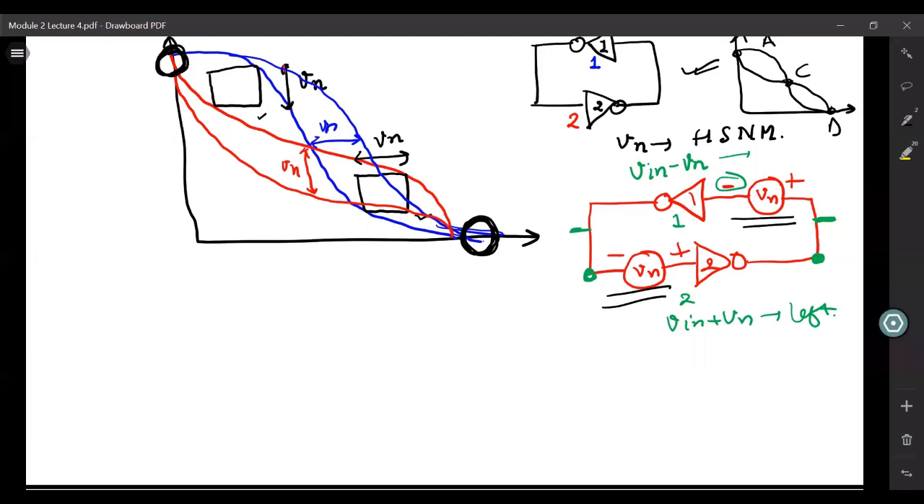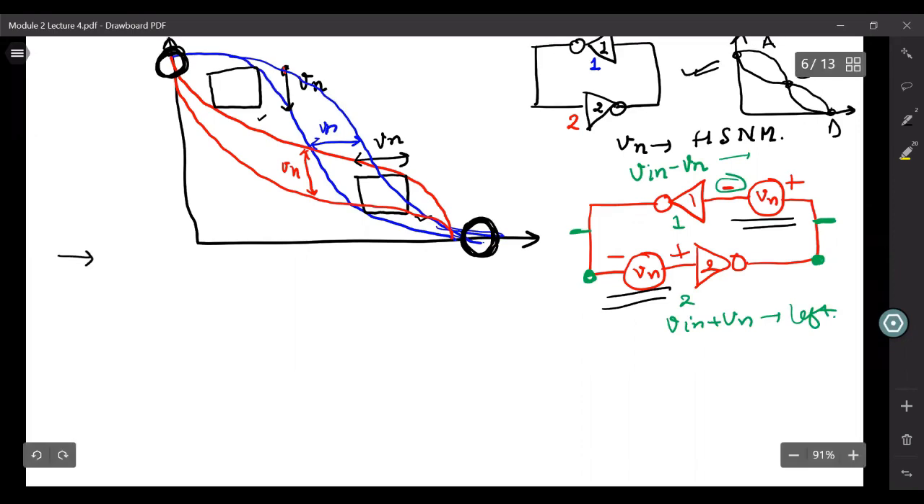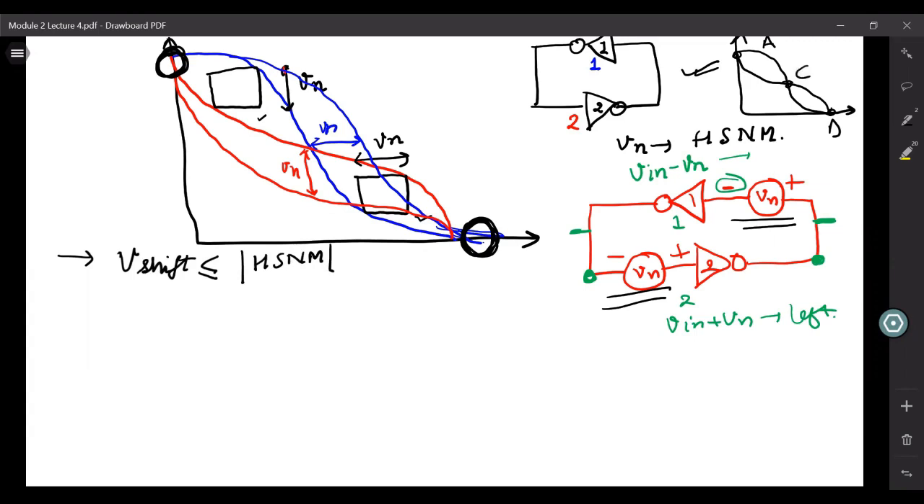Now let us summarize whatever we have discussed. What we discussed was, if the shift in the characteristics because of noise, let's call that V shift, is less than or equal to your HSNM. What is your HSNM? The maximum side of the square that can be fitted in these 2 lobes. If we call that Vn, and if your V shift is less than or equal to Vn, then we still have 2 intersection points.